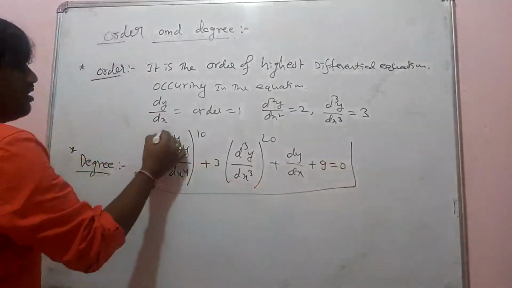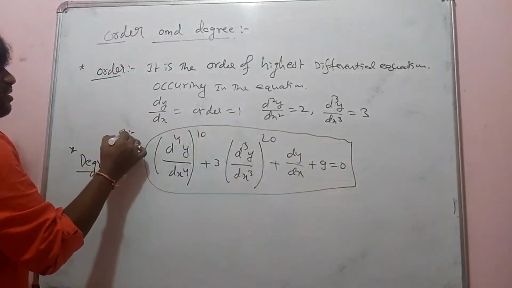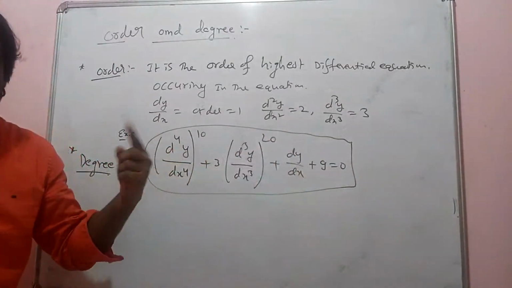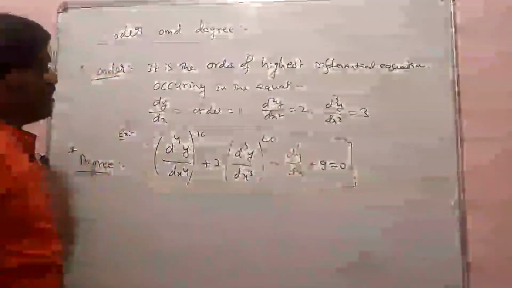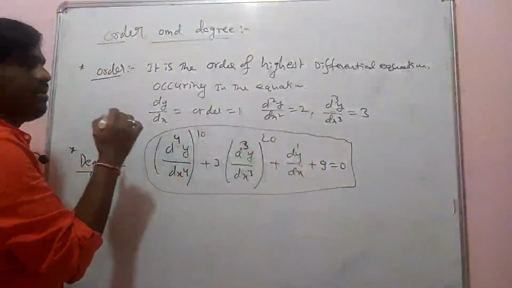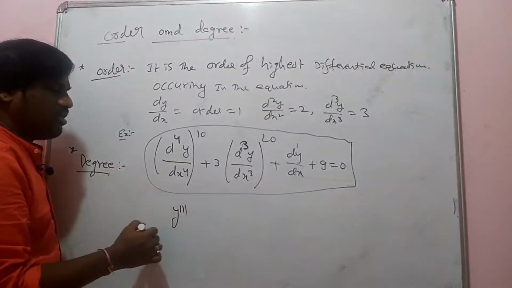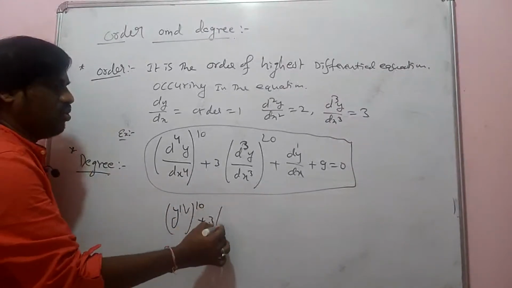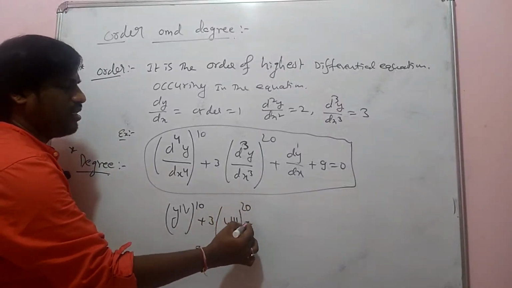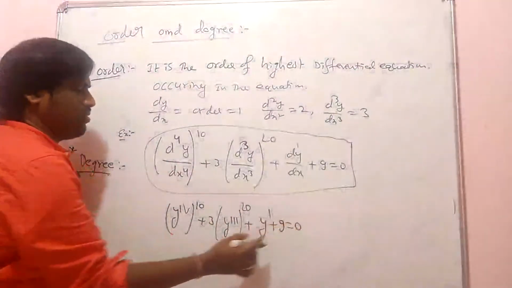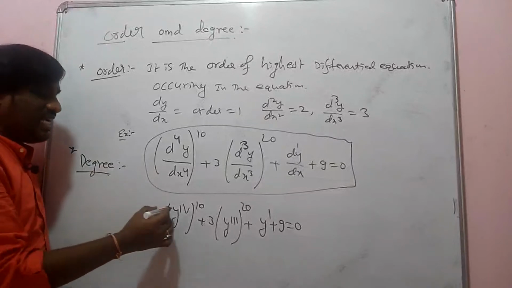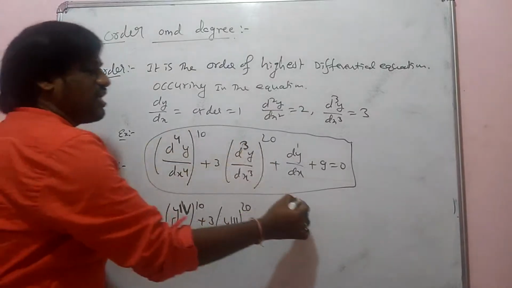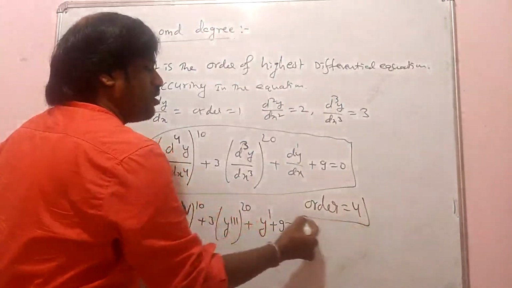This is the differential equation I am taking as the example. Now tell me, what is the differential quotient here? This is 1 time, this is 3 times, this is 4 times. It can also be written as y'''' to the power 10, plus 3 into y''' to the power 20, plus y' plus 9 equal to 0. This is the simplest way. So what is the highest number of times the derivative is taken? 4 times. So this is called order, and the order of this equation is 4.